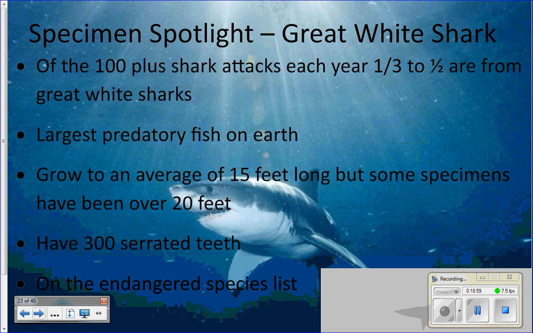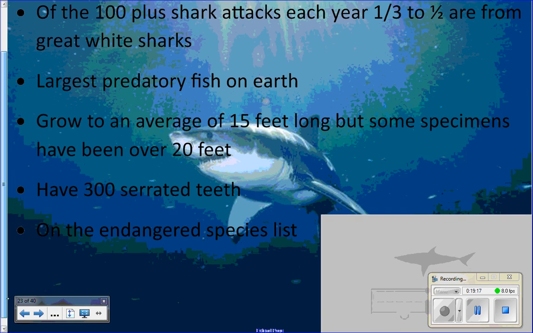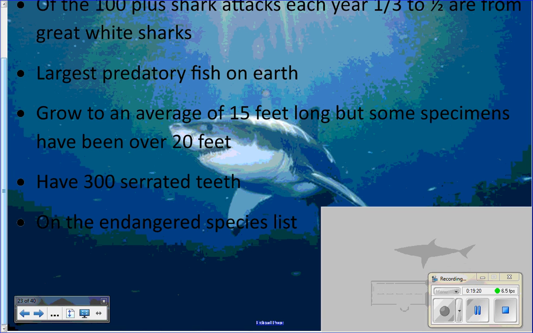Okay, specimen spotlight on the great white shark, because the great white shark is cool. It is awesome. The great white shark is responsible for most of the shark attacks that occur worldwide every year. About a third to half of the shark attacks that occur are because of a great white shark. It is the largest predatory fish on Earth. The great white shark can get up to 20 feet, maybe a little bit bigger, but the megalodon's dead. The females will get larger than the males. They average about 15 feet, but they can get bigger.